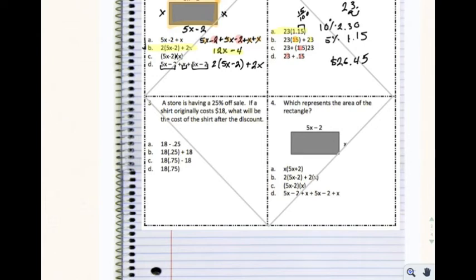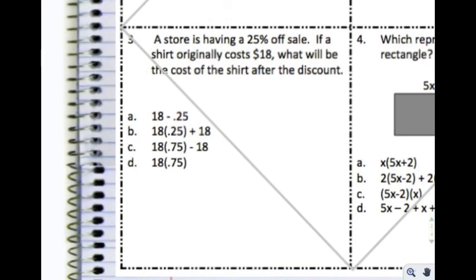Next, we'll move on to number 3. Number 3 says a store is having a 25% off sale. If a shirt originally costs $18, what would be the cost of the shirt after the discount? So thinking about the equations, there are a few things that I can do. I can think about the cost of the shirt after the discount by either removing the 25% or just taking into account that the shirt is going to be 75% of the original cost. So there's a few ways to do this.